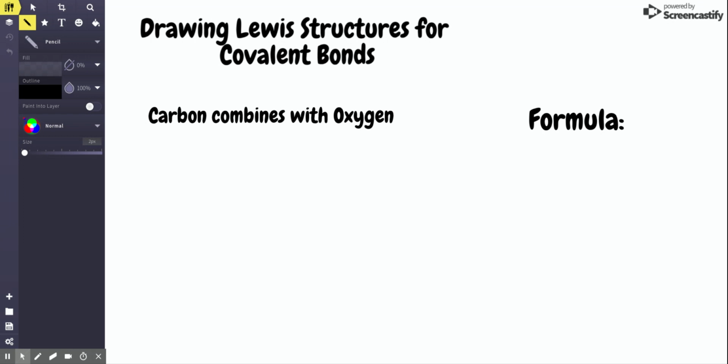It's Mr. Yago going through Lewis structures for covalent bonds. So this is a little bit different process than we dealt with in ionics. I have an example here. We're going to take carbon and we are going to combine it with oxygen. So carbon being combined with oxygen.